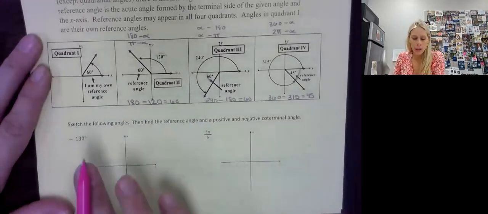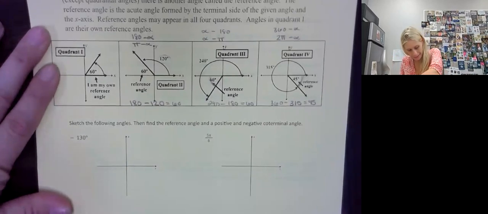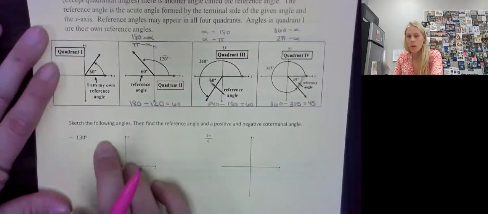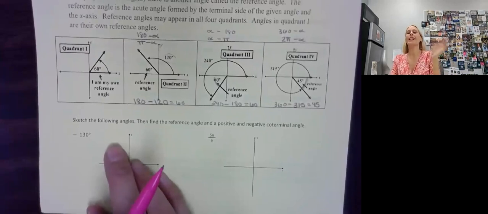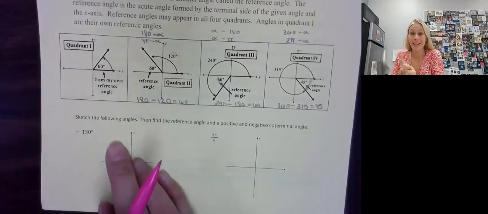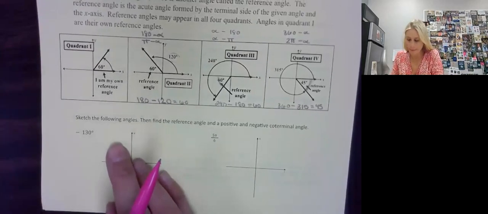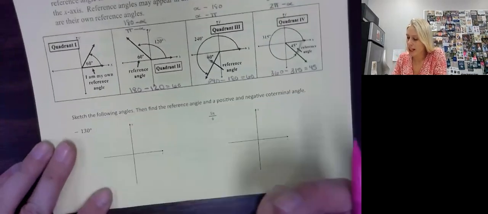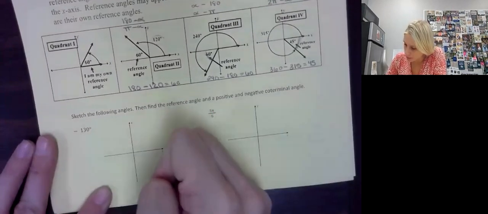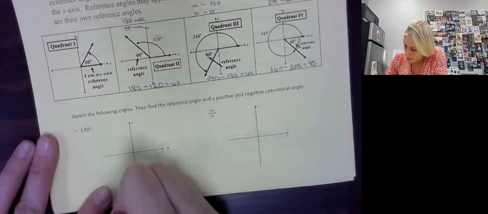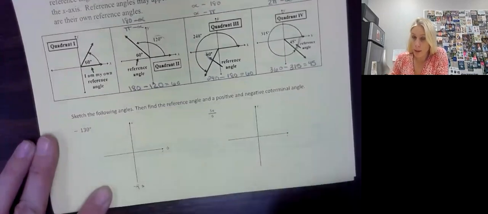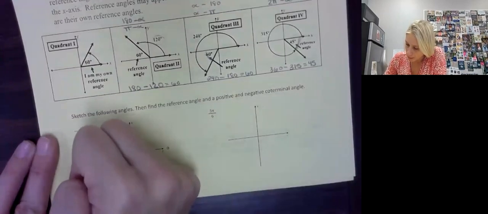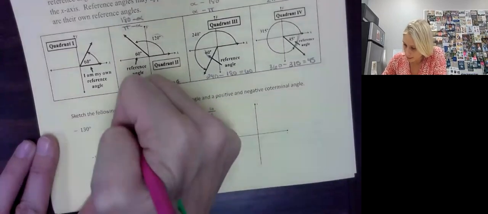So here are two problems we're going to go over. Let's go over this one, but the negative makes it a little confusing when it comes to the reference angle, okay? So first let's sketch the angle, right? If I think about this, this is 0, negative 90, remember we're going clockwise, negative 180, negative 270.